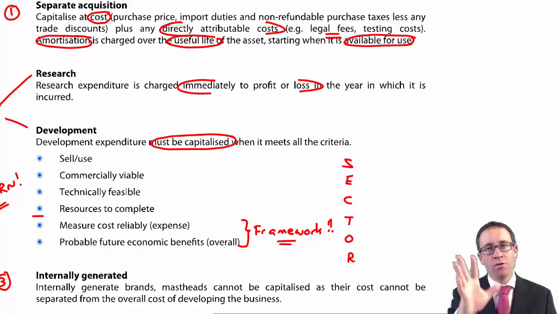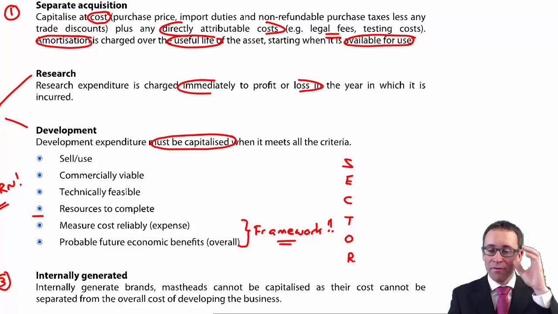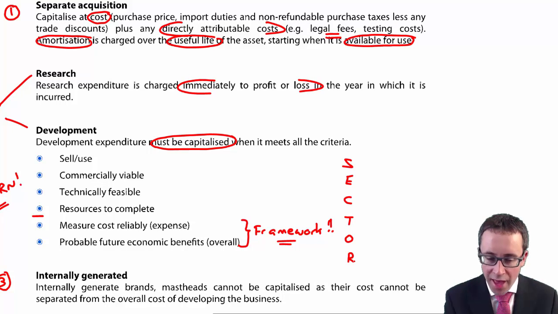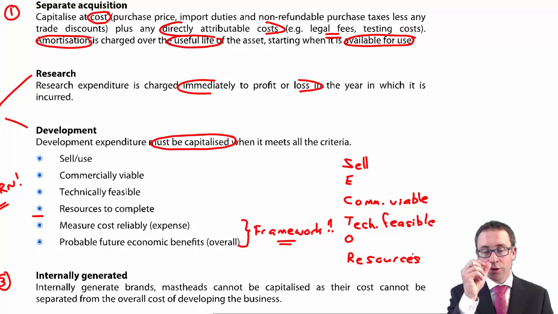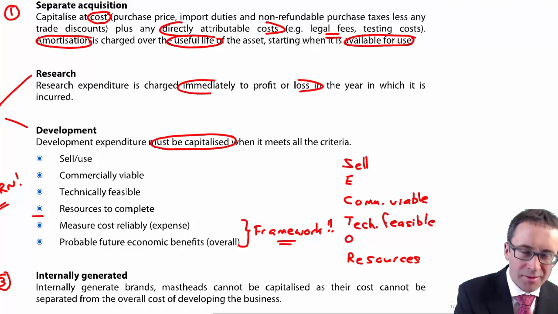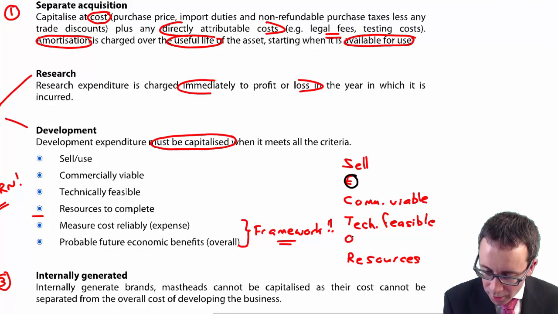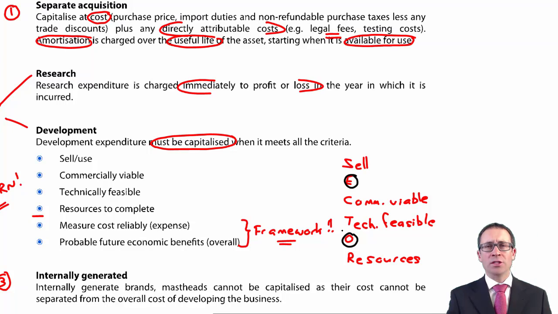If you see in the notes that you've got from whatever tuition providers, books you may have, then by all means stick with PIRATE. I prefer SECTOR. Okay, because what you've got there, S stands for the fact that you are going to sell it. C is the fact that it is commercially viable. C is that it is technically feasible. R, you have the resources. And then the other two have just been cheated, really, to make up a word that we can remember. E and O, SECTOR.